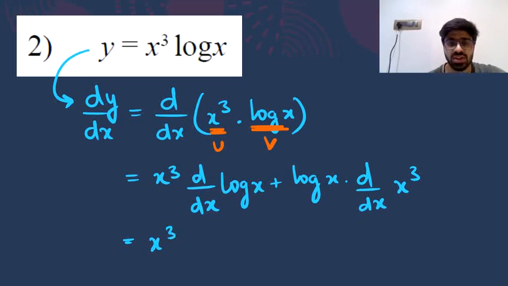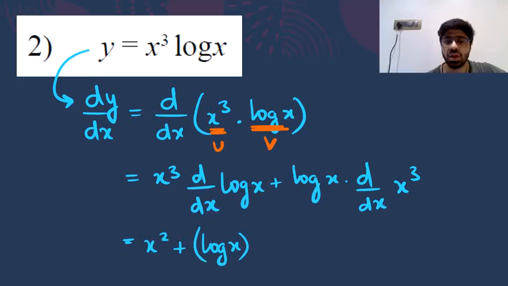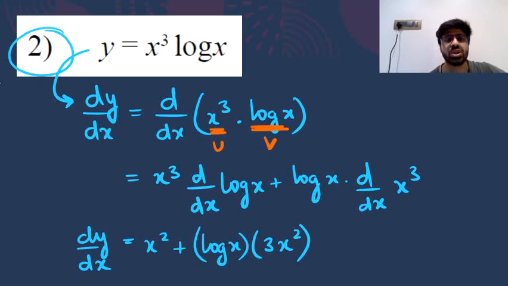So we have x cube, derivative of log x will be 1 upon x, but then x cube into 1 upon x, that will be equal to x square. I'll write that directly. Plus we have log x, the whole thing multiplied by the derivative of x power n, that will be n into x power n minus 1. So that will be 3x square. And yeah, that's how we are writing the dy by dx expression for the second question.